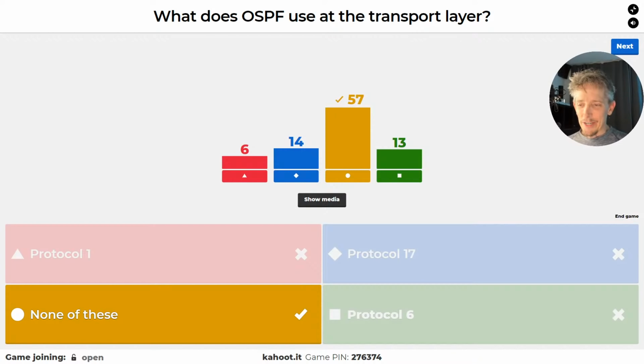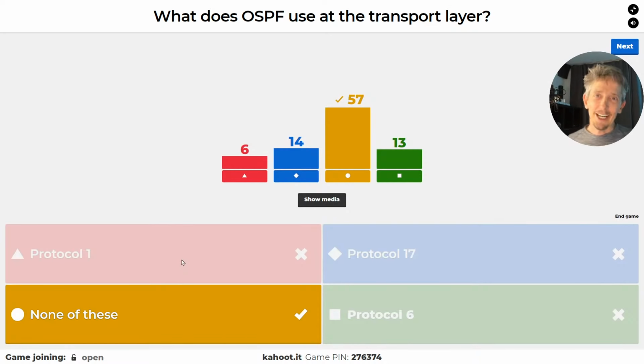All right, OSPF doesn't use TCP, which is protocol 6 at layer 4. It doesn't use UDP, which is protocol 17 at the transport layer. It doesn't use protocol 1, that's ICMP. So what does it use? I'll say chat in what it uses. Oh yeah, I know what it is. It's 89. That's what it uses.